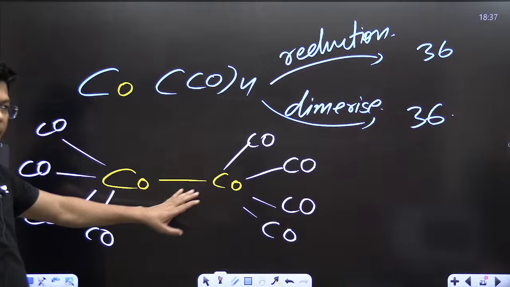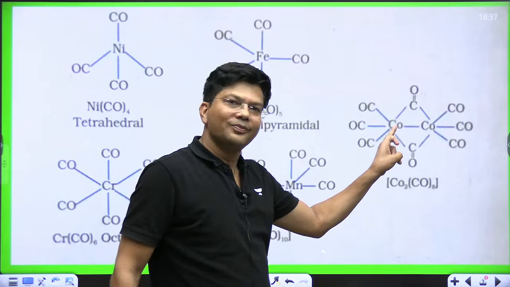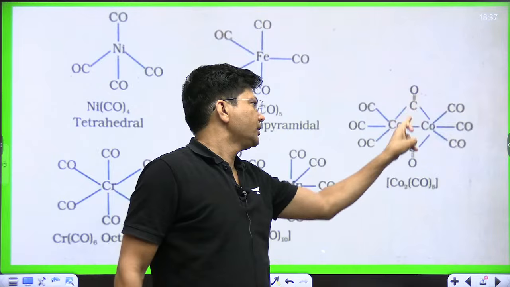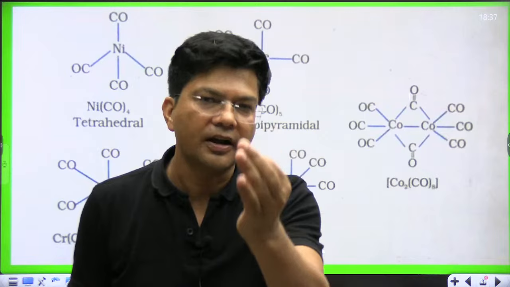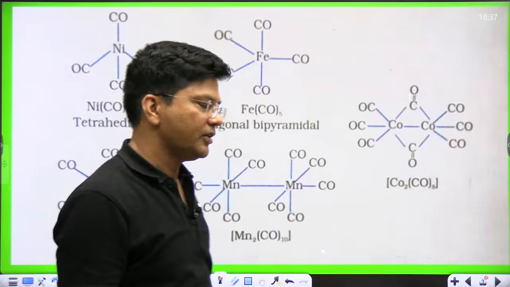This is one way. Another way is given in your NCERT. Let me show you, kids. See to it, this is another way: cobalt, cobalt, 3 carbon monoxide, 3 carbon monoxide, and 1 is over here. It can be like this also. Both of the two structures are exactly correct, kids. Are you able to understand? First of all, do let me know before moving towards the question. Everyone do let me know that everyone is able to understand.